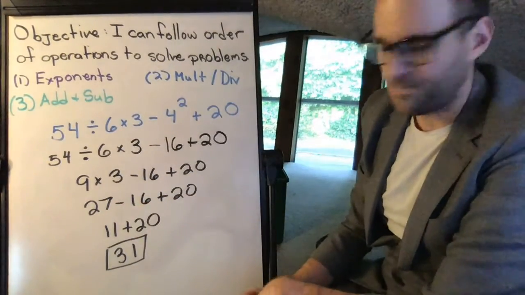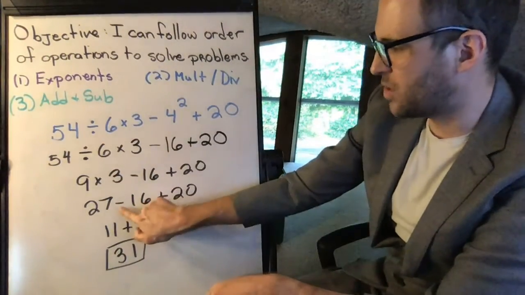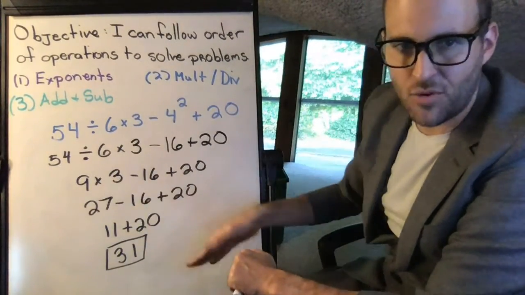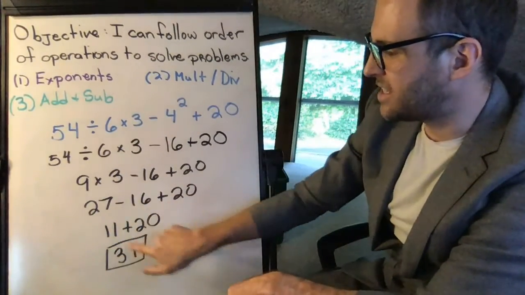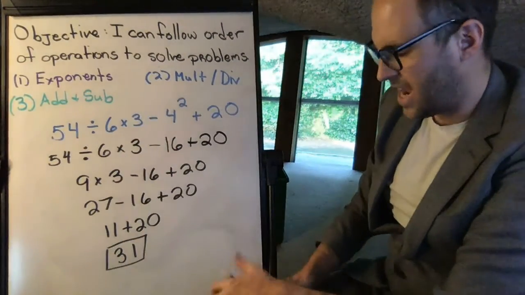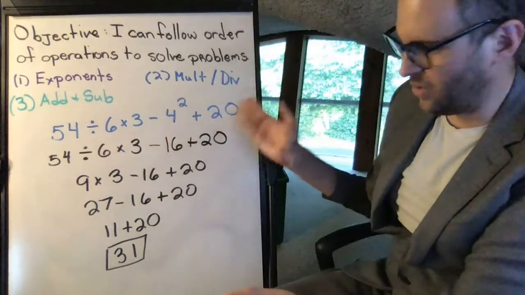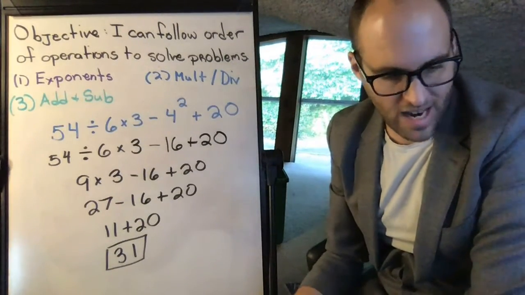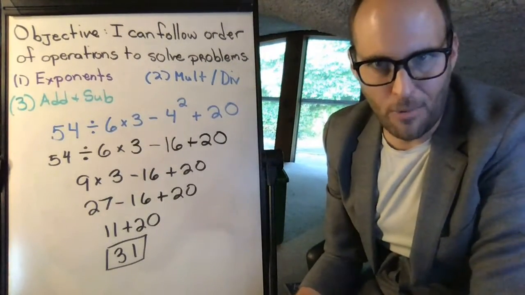which is 27. In this problem, we also had a subtraction and addition. We continue to go from left to right. 27 minus 16 was 11. 11 plus 20 gets us 31, and our pizza has turned into a massive slice, but hopefully we have been getting the right answers. We have one more problem for you.